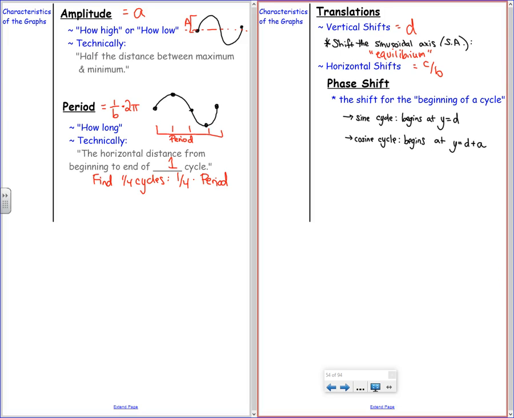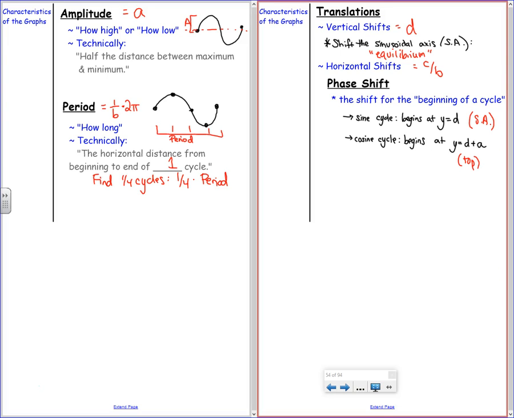The shift for the beginning of the cycle. Remember, our sine begins at the sinusoidal axis, or we could say at the middle, whereas cosine begins at y equals d plus a, which we could say is at the top.